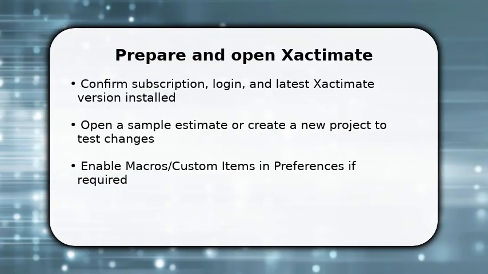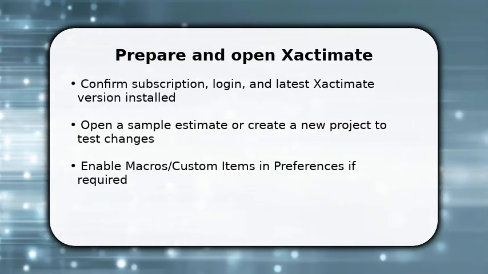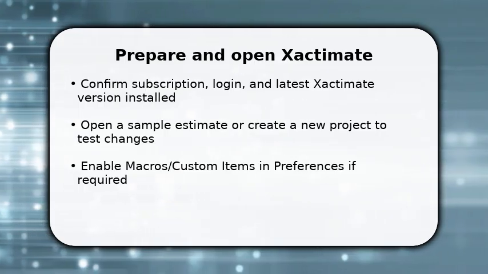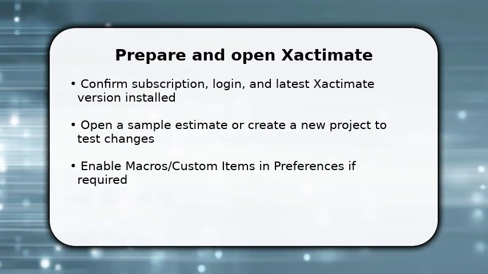You start by getting straight into Xactimate. Open a real or sample estimate so you can see live fields. Once done, log into your account and verify you have permissions to create macros. This prevents save errors later.